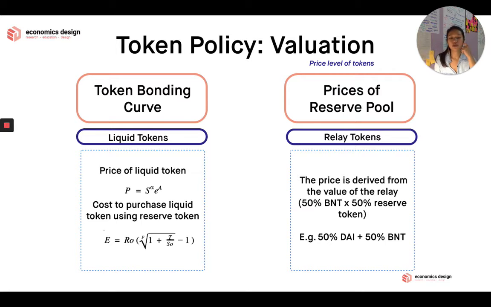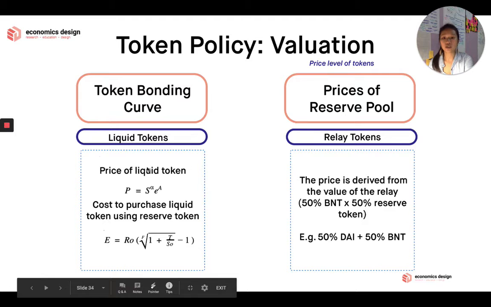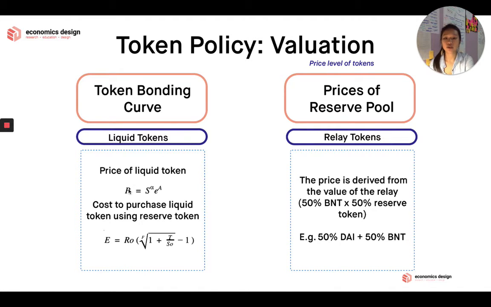Then we talk about valuation. So this is the price level of tokens. We talk about token bonding curve and what's the math behind that. So when we talk about token bonding curve, we're talking about liquid tokens in particular, which is your BNT. And the price of liquid token is defined by the supply times alpha. Alpha is a function of the reserve token, and E is a natural number, and A can be any constant.